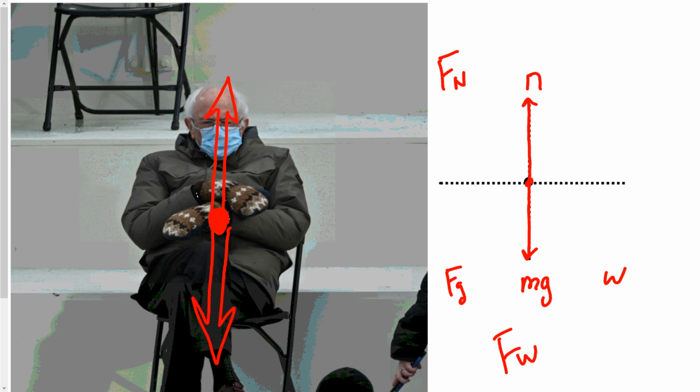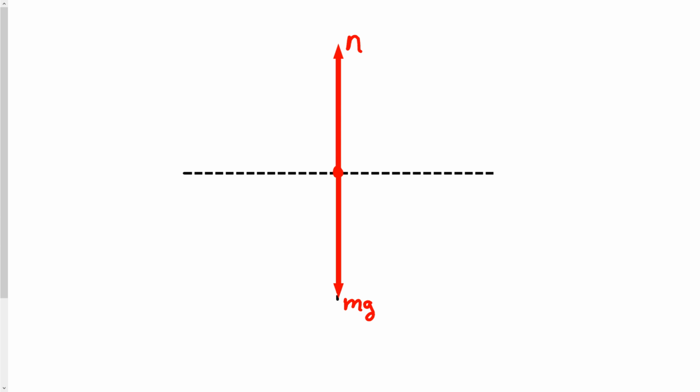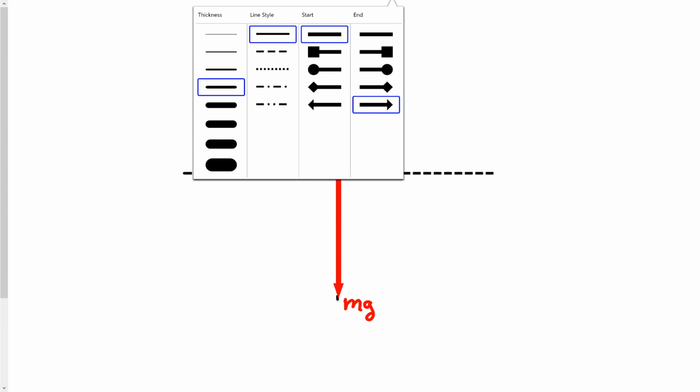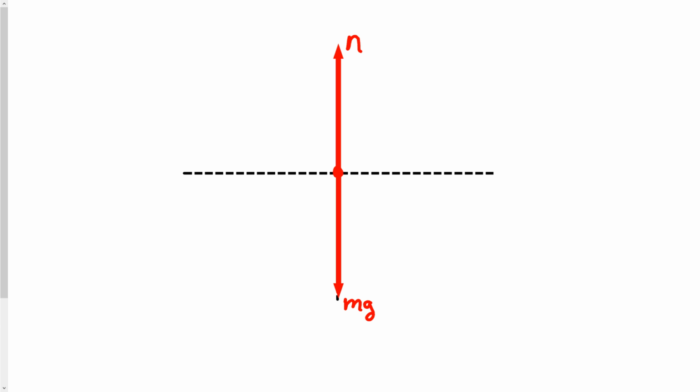So anyway, now that I've explained myself, let's go back to the Bernie Sanders scenario, the same thing as a block sitting on a surface. If that's your free body diagram, then what does your sum of the forces look like?